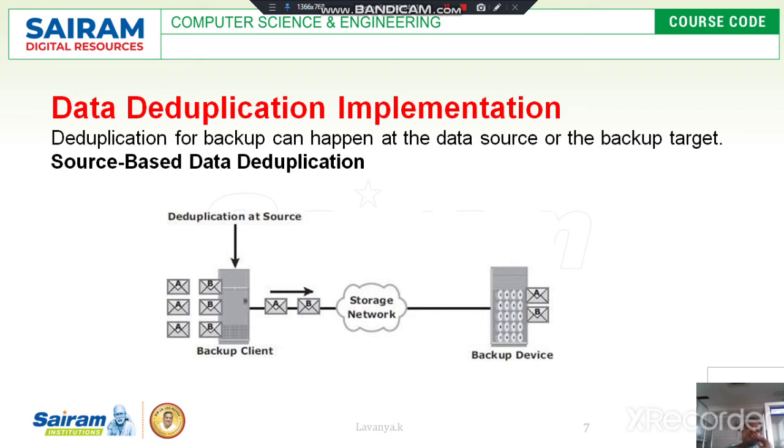One is source based data deduplication, as well as target based data deduplication. See the source based data deduplication, look at this diagram. Here the backup client as well as the backup device is there. Whatever data the backup client has, it is going to send to the backup device through the storage network. So this is about source based data deduplication.